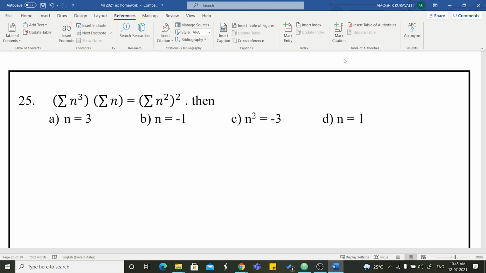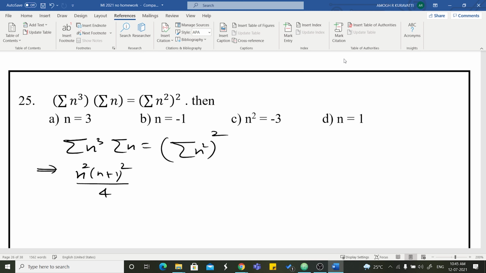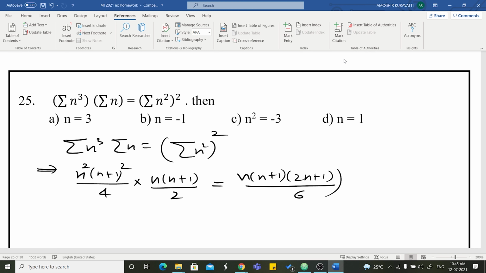For the actual method, how should we solve it? Sigma n cube into sigma n is equal to sigma n square whole power 2. But the sigma n cube formula you know: n square into n plus 1 whole power 2 by 4. Sigma n formula: n into n plus 1 by 2. Sigma n square formula: n into n plus 1 into 2n plus 1 by 6, whole power.